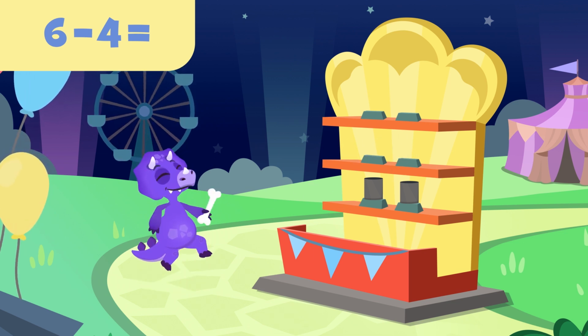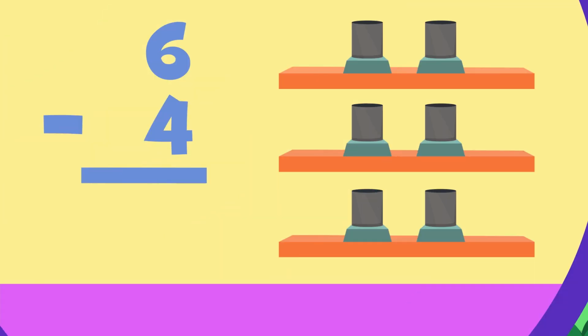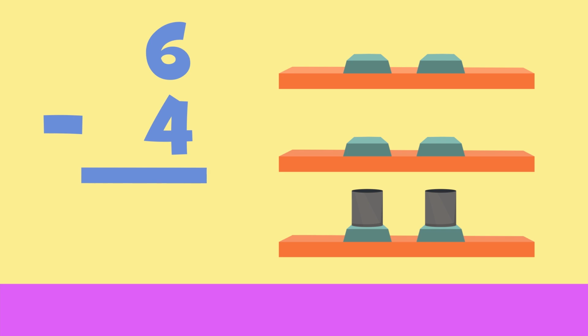Way to go! You've hit all 4 cans! If there were 6 cans before, and Saury hit 4 of them, now there are 1 and 2 cans left. The result of the subtraction problem, 6 minus 4, would be 2.